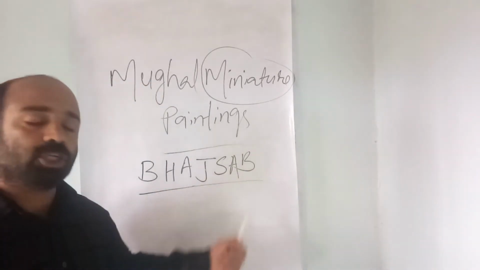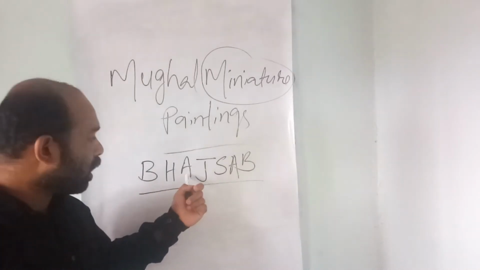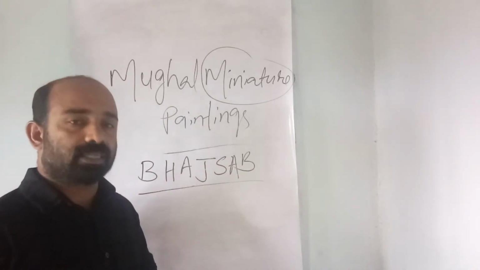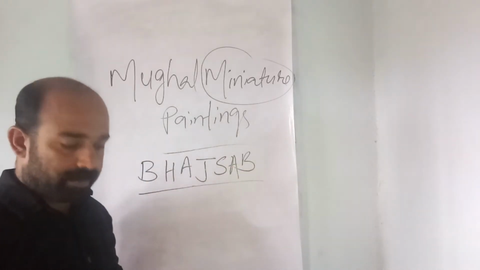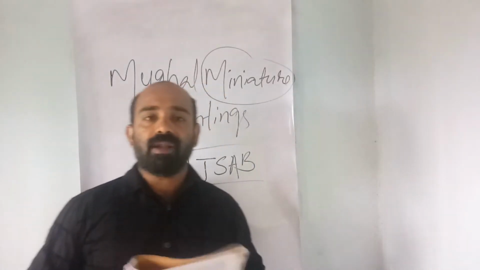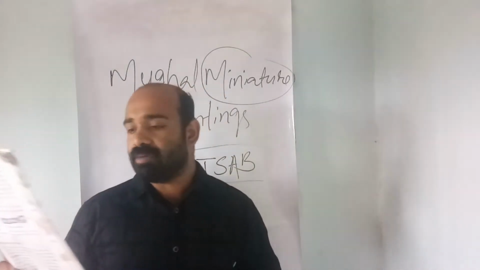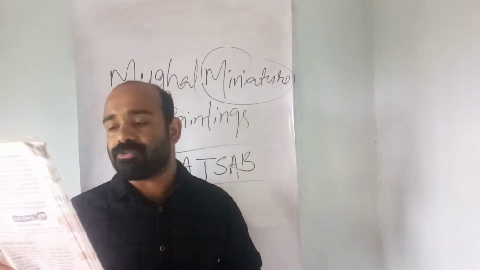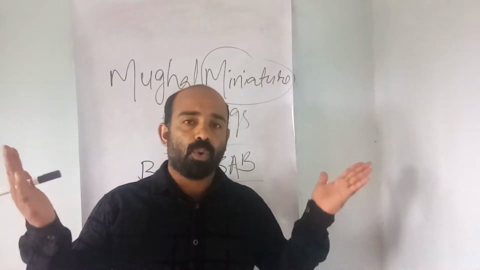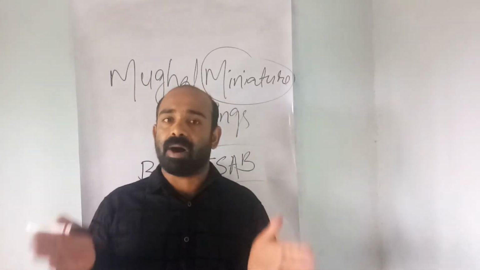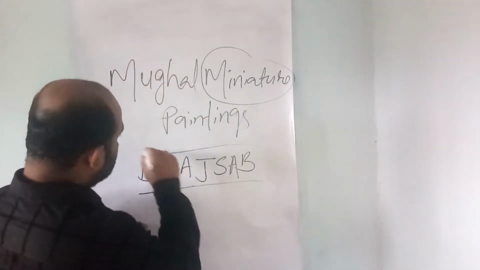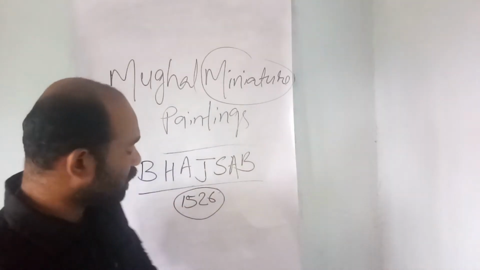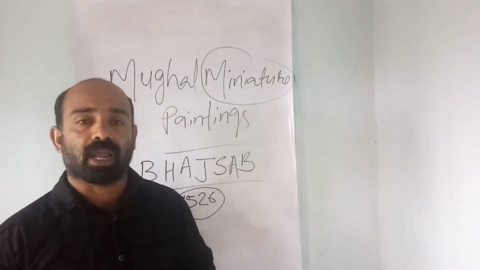So, Baj Sahib in short: Babur, Humayun, Akbar, Jahangir, Shah Jahan, Aurangzeb and Bahadur Shah Zafar. This is called Baj Sahib. The medieval history of India is the history of Mughal rulers. Babur founded the Mughal Empire in India. So who was the founder of the Mughal dynasty in India? Babur the Great. In 1526, Babur founded the Mughal dynasty after defeating Ibrahim Lodhi.